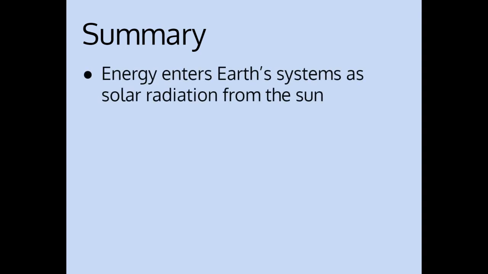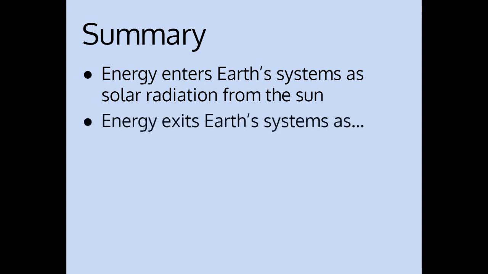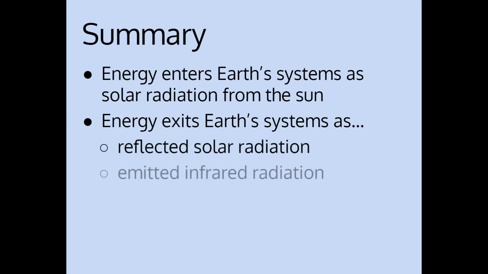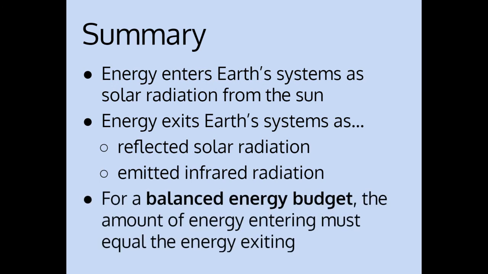Let's summarize what we discussed today. First, energy enters Earth's systems as solar radiation from the sun. Energy exits Earth's systems as reflected solar radiation and emitted infrared radiation. And if we want a balanced energy budget, the amount of energy entering Earth systems must be equal to the amount of energy exiting Earth systems.